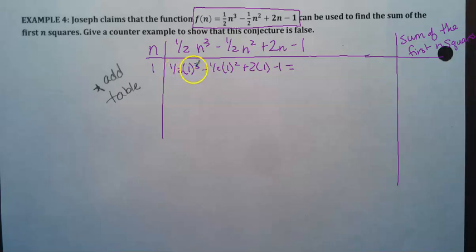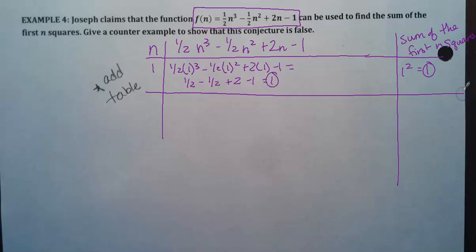So let's see. 1 cubed is 1, so 1/2 of 1 is 1/2, minus 1 squared is 1. 1/2 of 1 is 1/2. 2 times 1 is 2, and then we have minus 1. So 1/2 minus 1/2 is 0. 0 plus 2 is 2. 2 minus 1 equals 1. Okay, so this equals 1. And the cool thing here is 1 squared equals 1. So these two numbers match up. That's an example, not a counterexample.